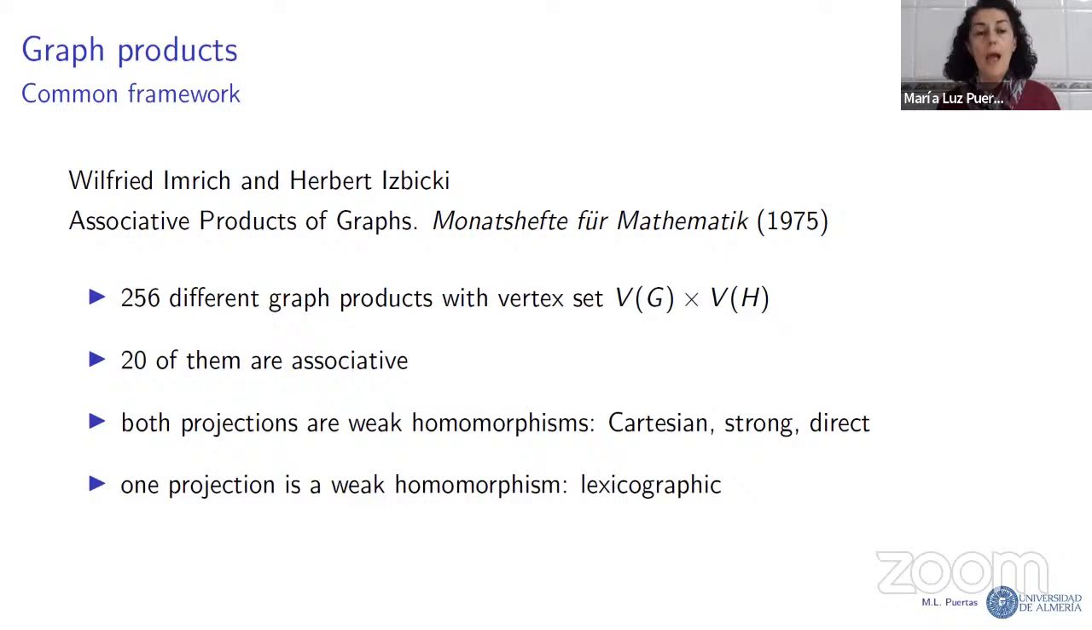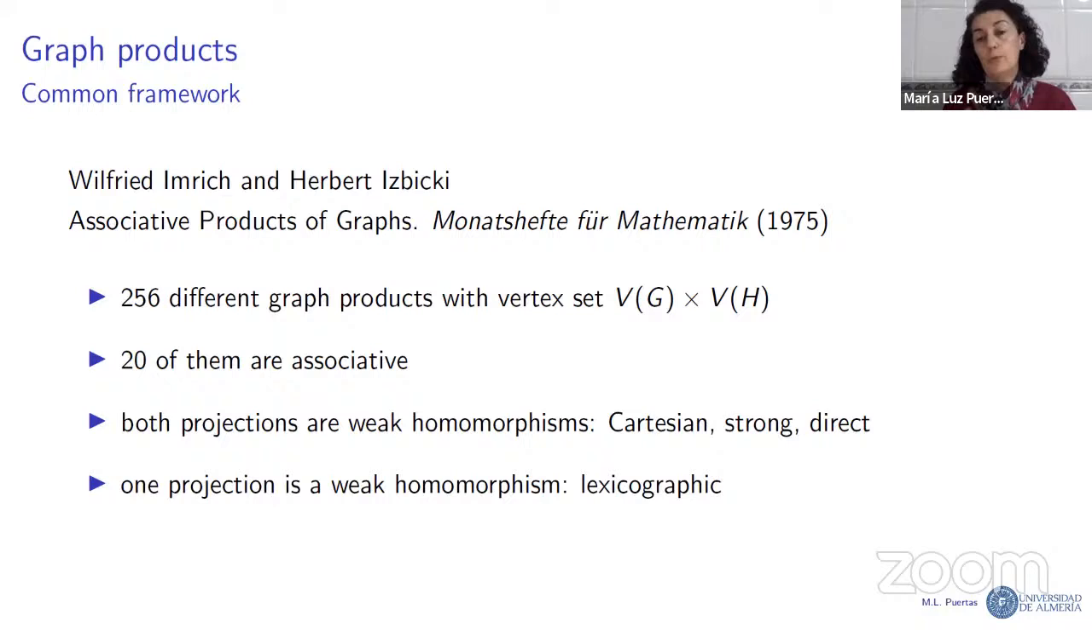And they also prove that if you ask for some interesting property for the projection to the product, to the factors, then just a few cases have good properties. They say that if you ask for both projections to be weak homomorphisms, then just the Cartesian, the strong, and the direct product have this property.